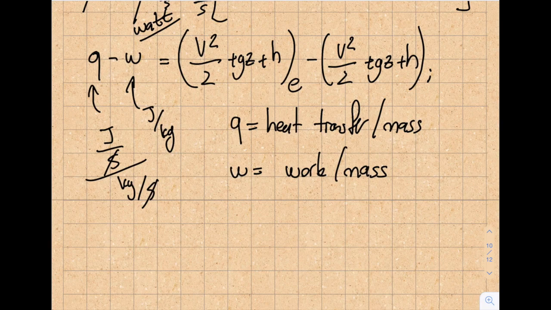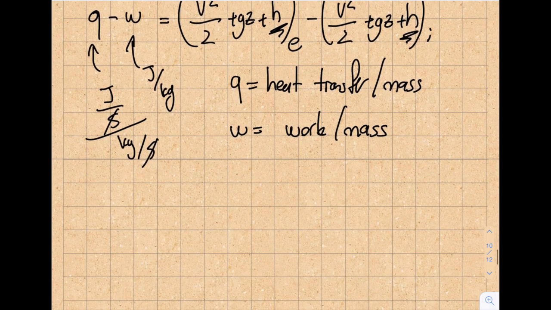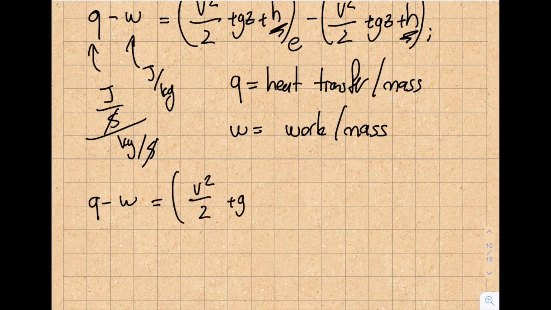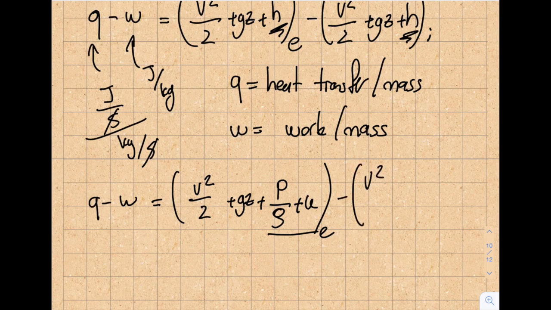Now if I go ahead and express H in terms of U, I will get something useful for me. So let's look into that. Q minus W will be equal to V squared over 2 plus GZ plus P over rho plus U, right? That was the definition. This was enthalpy. This is for the exit, minus the inlet: V squared over 2 plus GZ plus P over rho plus U at the inlet.